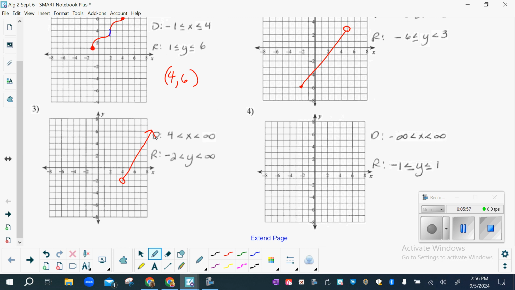Okay, number 4 is a little bit harder. You've consistently had a difficult time with that one. So, any idea where you might start on number 4?